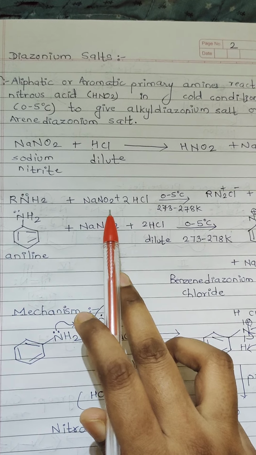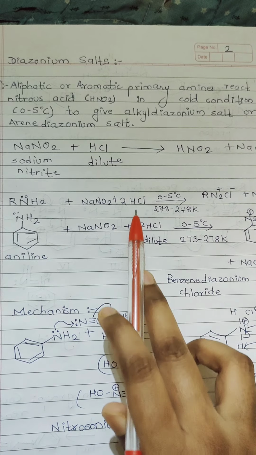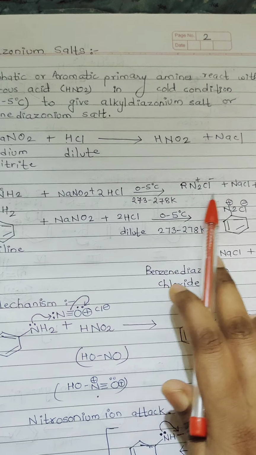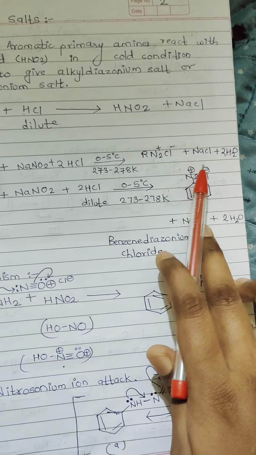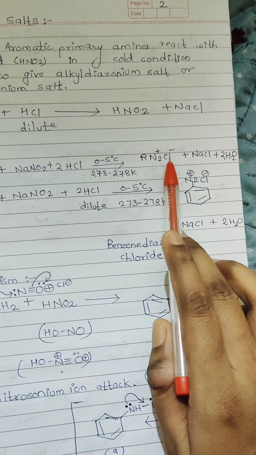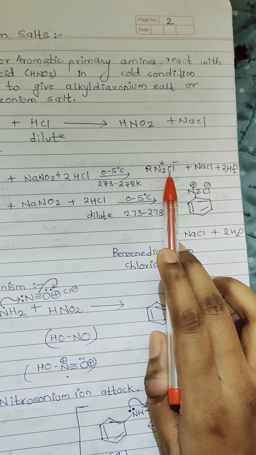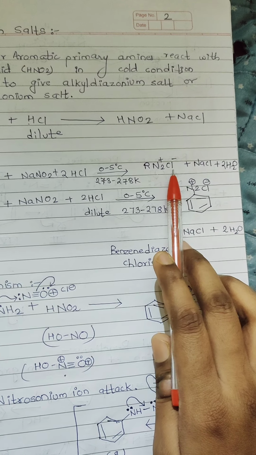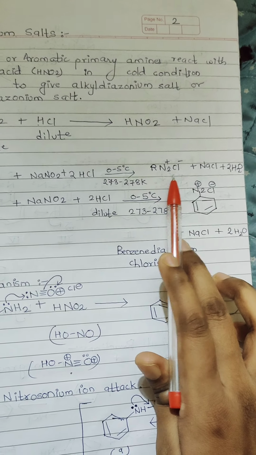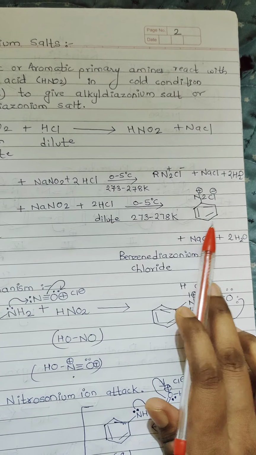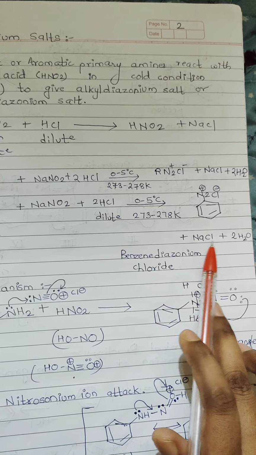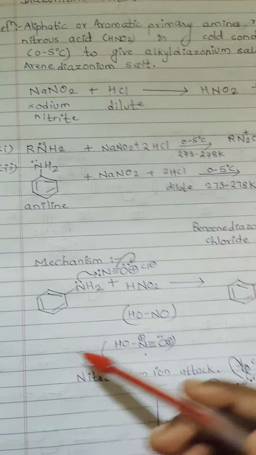It is reacted with NaNO2 and HCl, 2 mole dilute HCl, under 0 to 5 degrees Celsius. It gives diazonium salt like this, which has positive charge on one nitrogen and negative charge on the X, where we can replace X by any halogen: Cl, Br, etc. So this is diazonium chloride, called benzene diazonium chloride, with evolution of NaCl and 2H2O. Let's see the mechanism.